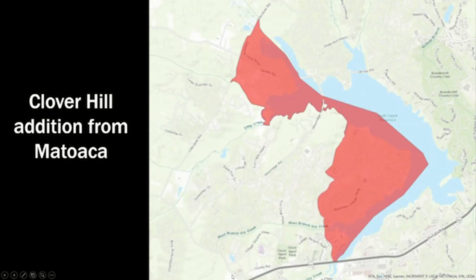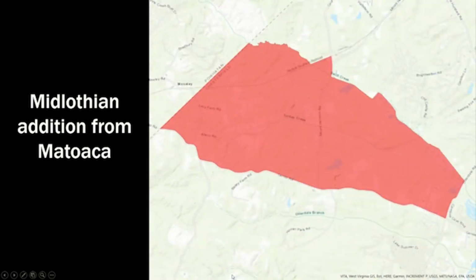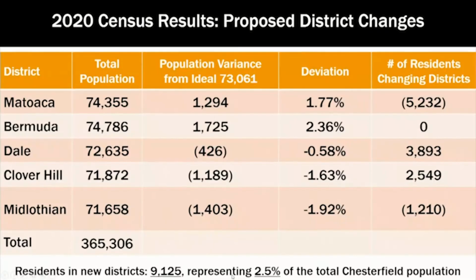And then the final change, this is way to the west. The western boundary is the Powhatan line, the southern boundary is Genito Road, the eastern boundary is Otterdale, and the northern boundary is existing Midlothian. This looks like a lot of territory, and it is, but it is not a largely populated area. It doesn't move a lot of voters, but it moves some to help balance out the portion of Midlothian going to Clover Hill. So those are the 4 changes, roughly.